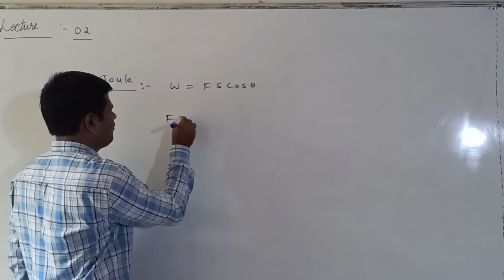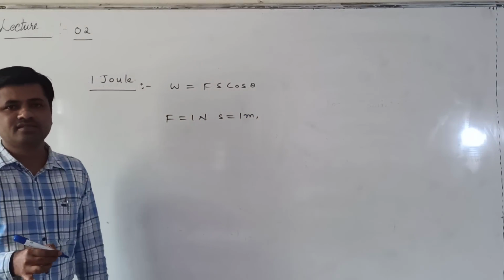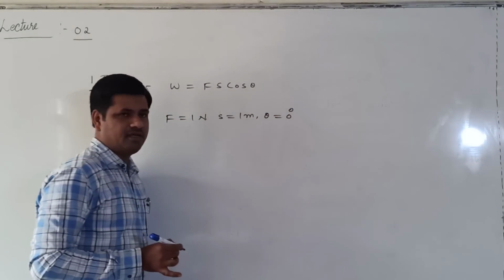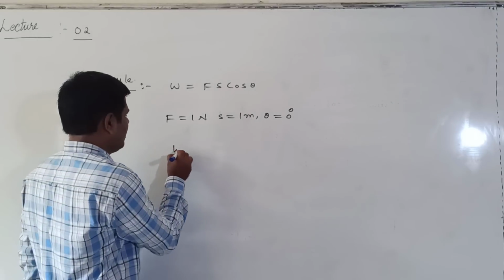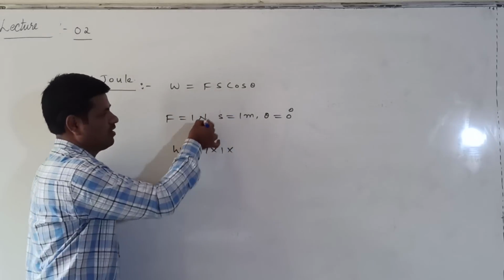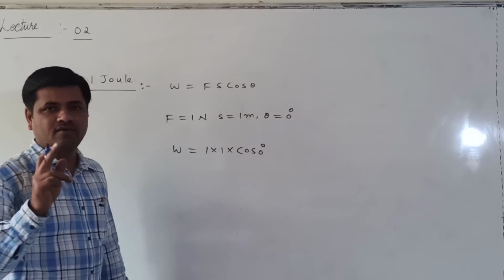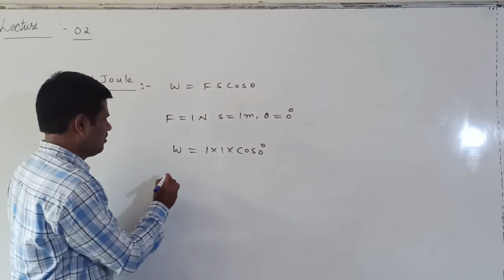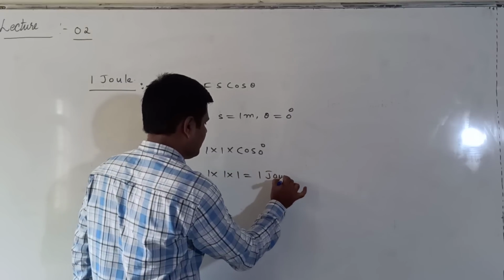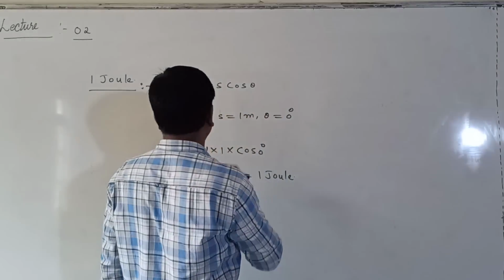Suppose I take F is equal to 1 Newton, S is equal to 1 meter, and the angle theta is equal to 0 degrees. Now the work done I write as 1 into 1 into cos 0. Cos 0 value is 1. So what are we getting here? 1 into 1 is equal to 1 joule.